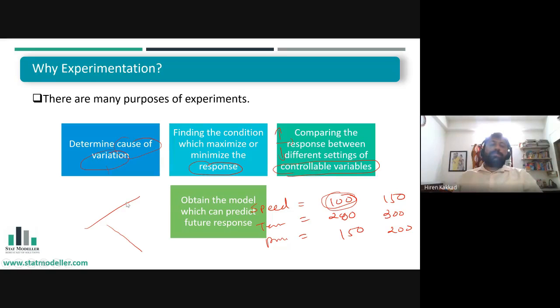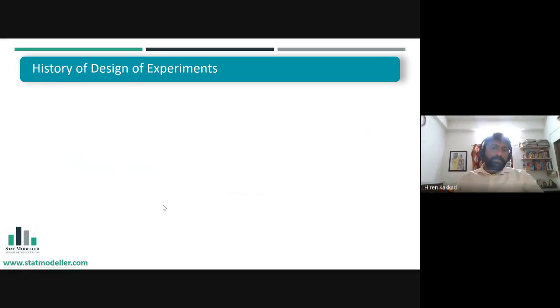Another purpose could be to obtain a model which can predict future responses. Ultimately, why are we developing a model, or why are we doing this experimentation? Let's say we have found that speed, temperature and pressure should be at this level so that it can give the best result. Now we would like to predict the future response. That is the ultimate purpose of an experiment, or of model building.